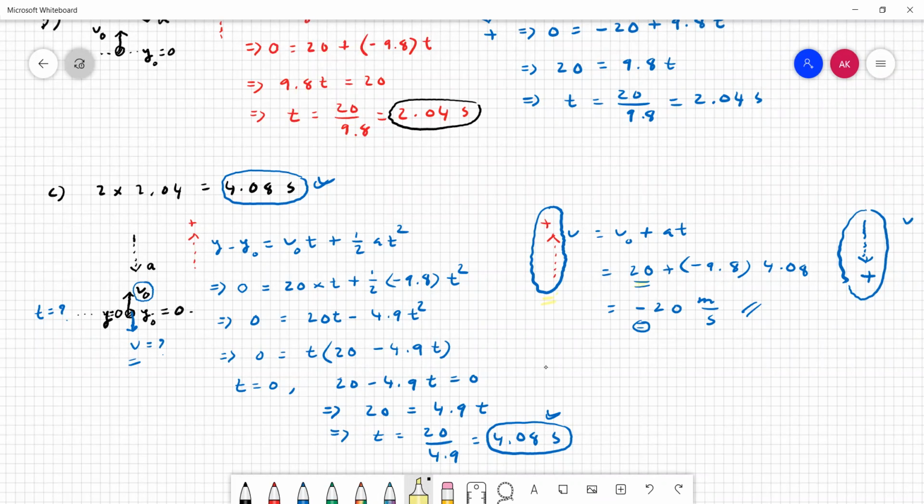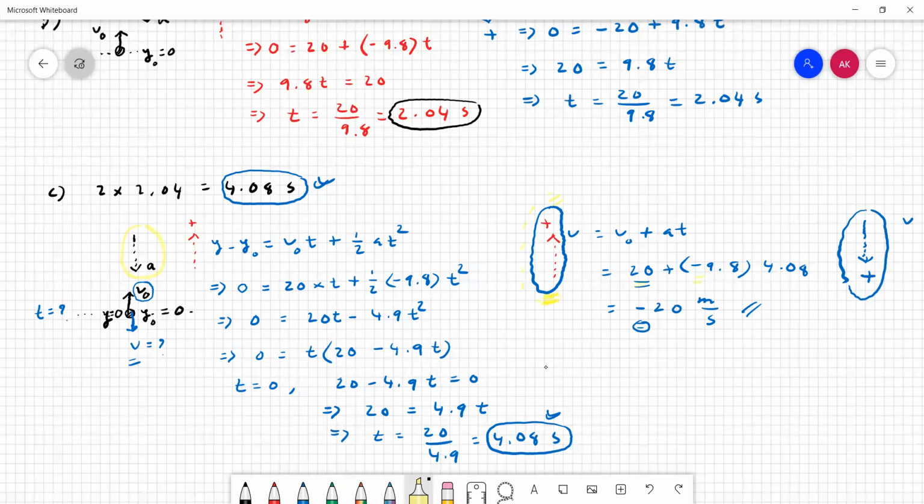Now look, what's the direction of acceleration? Downward. What's our coordinate axis? Upward. Okay, you're breaking up. Sorry, I'm getting confused. The coordinate axis is upward, and acceleration is downward. So what should acceleration be?